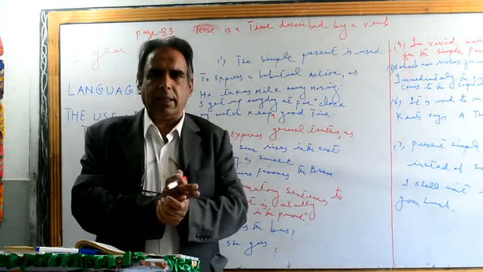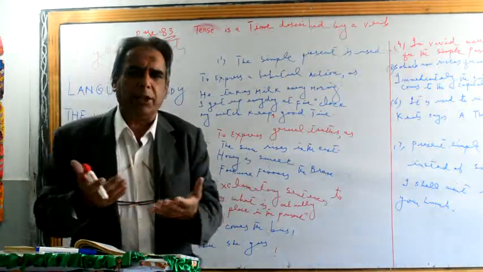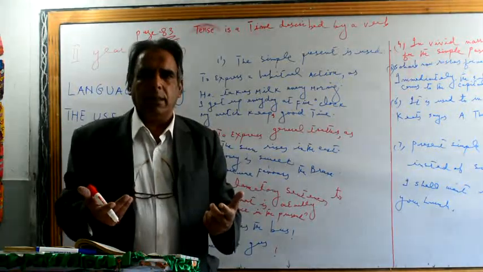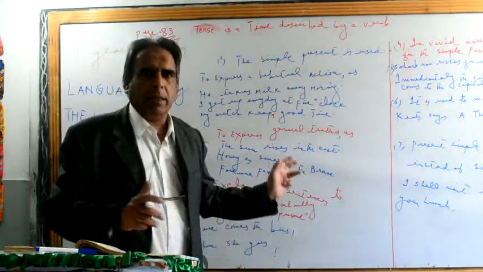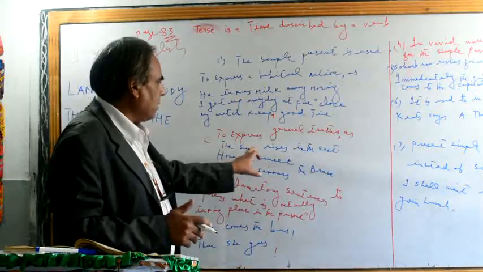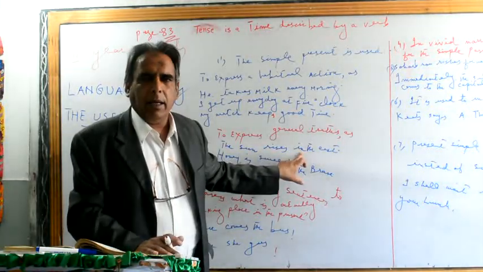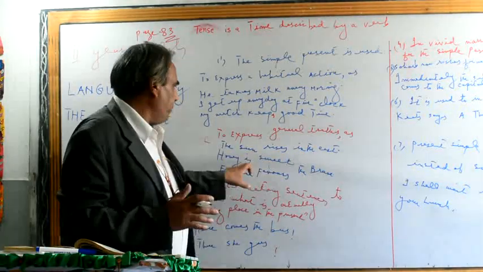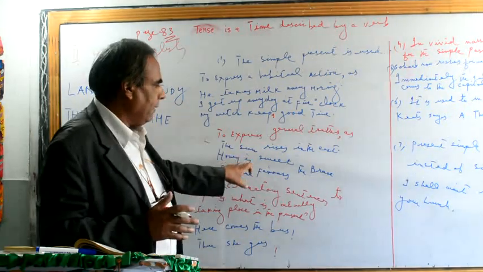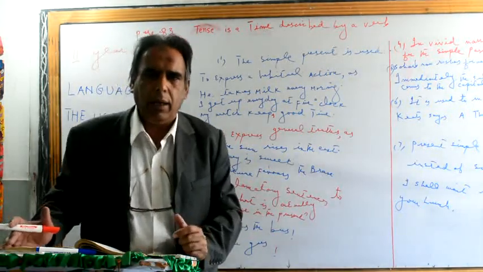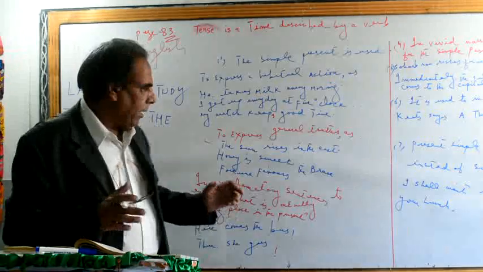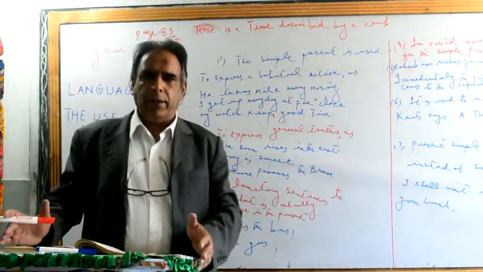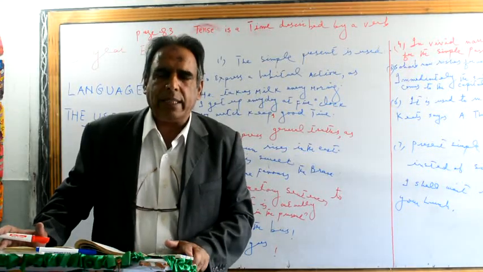But there is another use. Let's go to the second use. To express general truths. So there are some general truths, like the sun rises in the east. It's a general, you can also say a universal truth. Honey is sweet. So naturally, honey is sweet, and fortune favors the brave. If you're brave, if you have confidence, you will succeed in life.